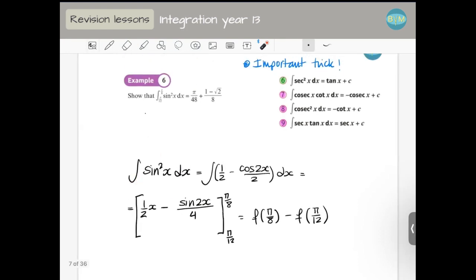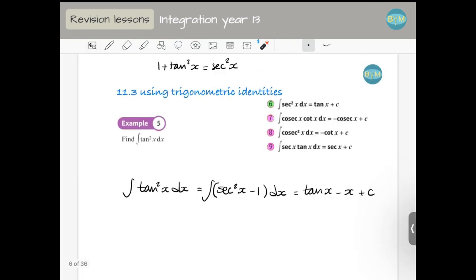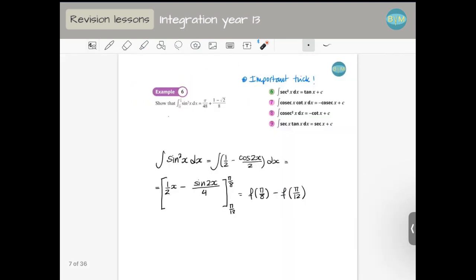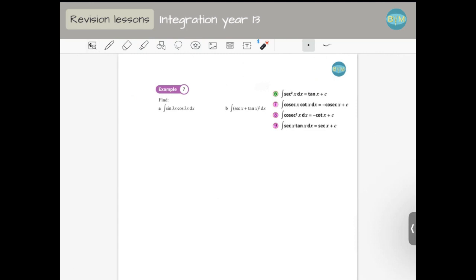Please remember how you can integrate sine squared and cos squared, just in case you find it, because otherwise you don't know. And remember to use trigonometric identities to integrate functions that you don't know how to integrate. It could be these ones, the 1 plus tan squared, the sine squared, cos squared, but it could be the double angle identities. All good so far?